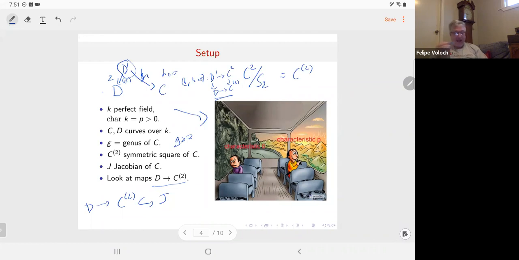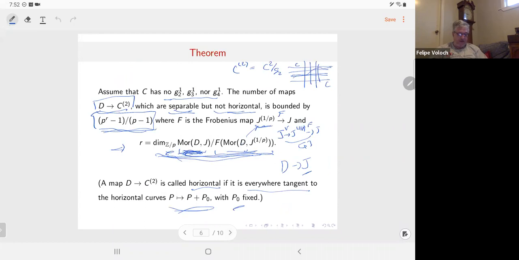One way to think of these horizontal maps is to require that both H and H ∘ sigma are separable. A map is horizontal if one of them is inseparable, which I guess implies that both of them are inseparable. The non-horizontal maps are diagrams like this for which the map from D prime to C is separable. So these are non-horizontal. These are the nice maps that I want to count, and I'm able to prove that there are only this many maps.